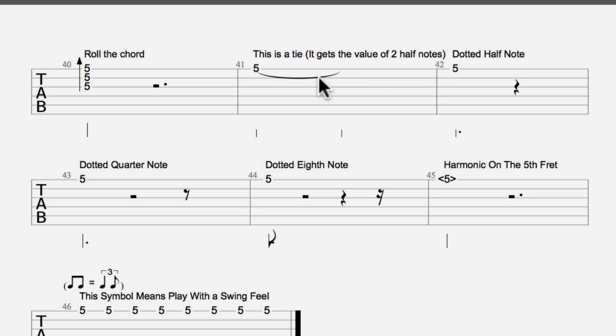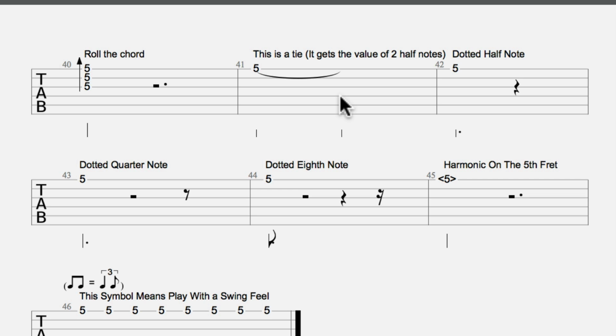Okay, now sometimes you'll see this. Notice how I have this 5th fret and this curved line. That means this is a tie. So basically you pluck this, right, and it gets the added value of this. Now, like I said, this is complex stuff, but in my lessons I play it over and over again to show you what it sounds like.